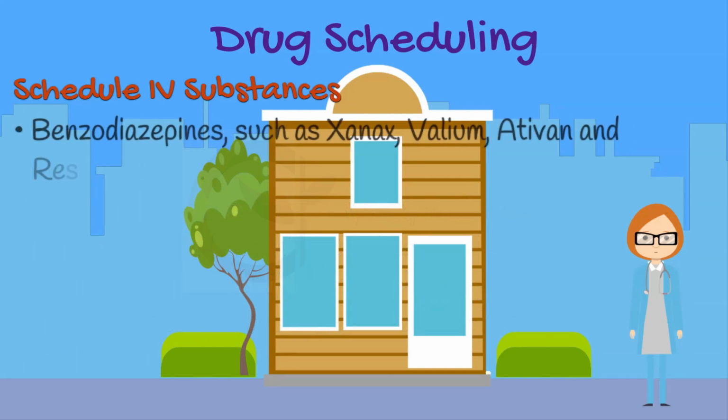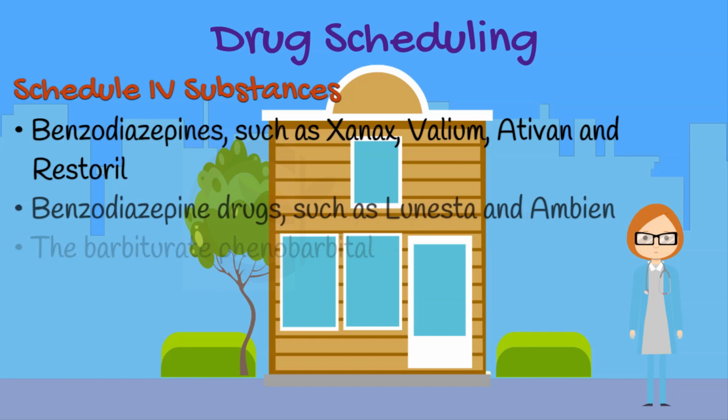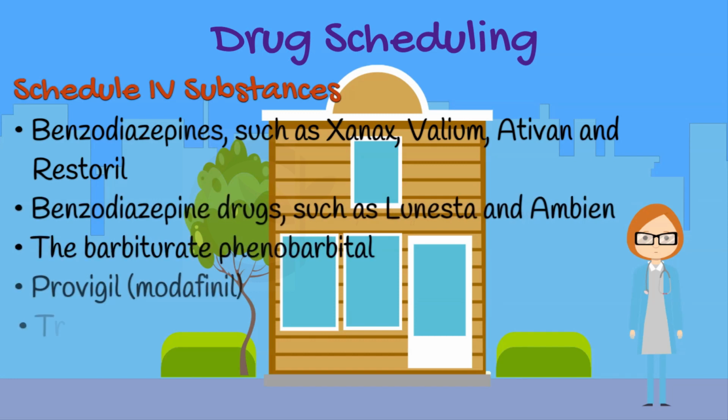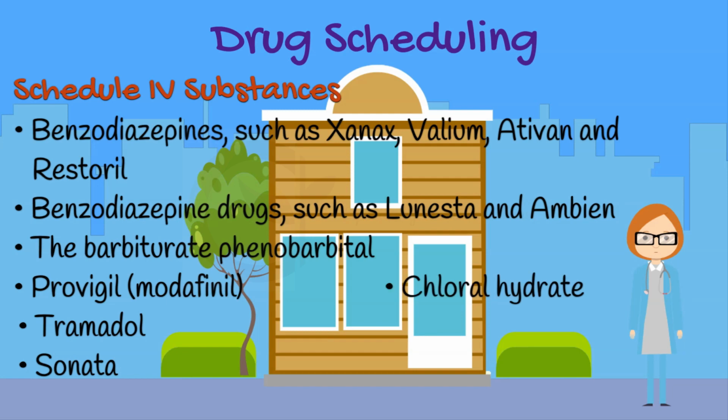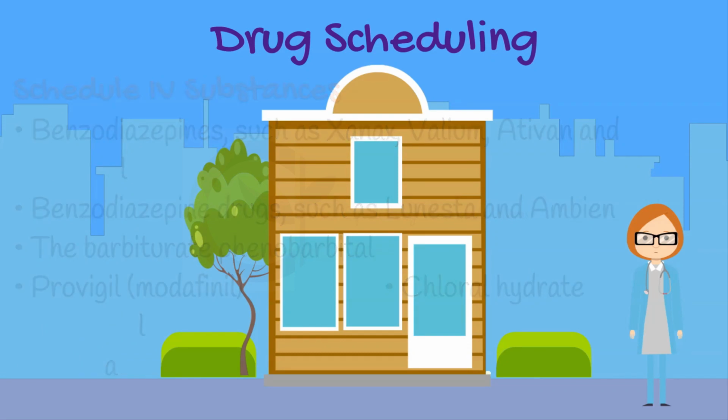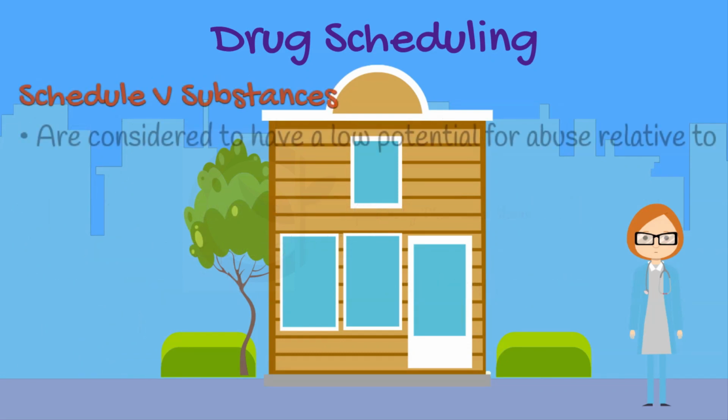Drugs listed here include benzodiazepines, such as Xanax, Valium, Ativan, and Restoril. Non-benzodiazepine drugs, such as Lunesta and Ambien. The barbiturate phenobarbital. Provigil, modafinil. Tramadol. Sonata. Chloral hydrate. Schedule V substances.